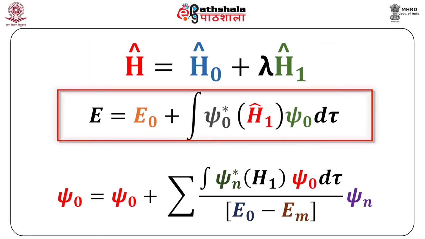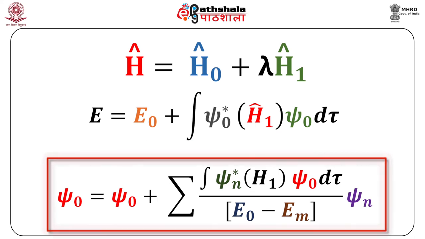Then the corresponding equation for energy, which gives the first order correction to the energy and the total energy, would be given by E is equal to E0 plus integral psi 0 star H1 cap psi 0 d tau. So this expression gives the total energy of the system, and the corresponding wave function of the system is given by psi equal to psi 0, where psi 0 is the wave function of the unperturbed system, plus summation of integral psi n star H1 cap psi 0 d tau divided by E0 minus En, times psi n.